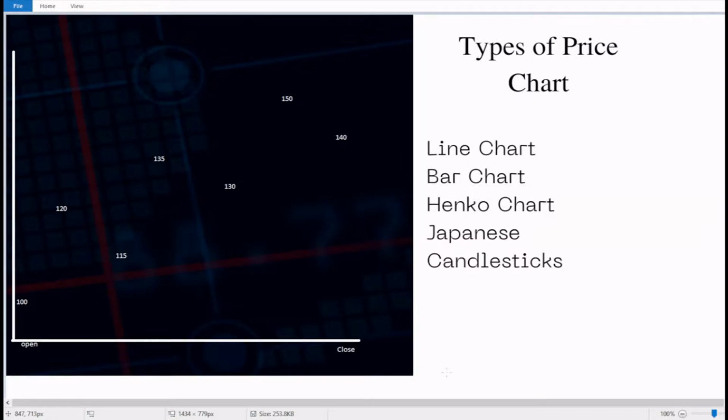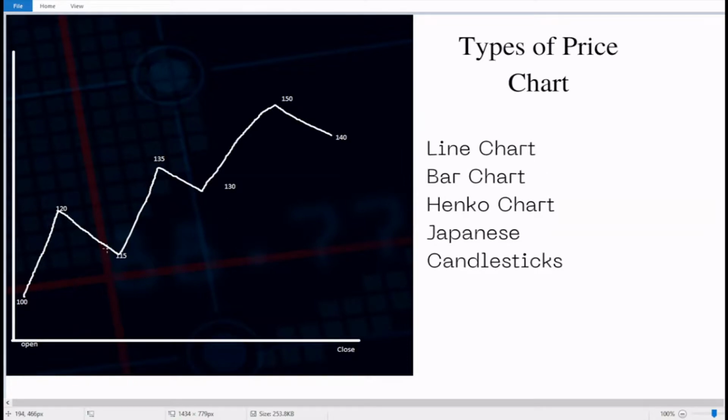Now, for example, let's assume the markets open at 10 o'clock. The price moves from 100 and reaches 140 by the end of the day. This momentum captured by different kinds of chart is called a price chart. I'm going to take a very simple example. Let's say the price opened at 100 rupees here. The price moves between 120, 115 and so on and on. By the end of the day, it closes at 140. This pictorial representation of the movement of this particular stock is called a line chart.